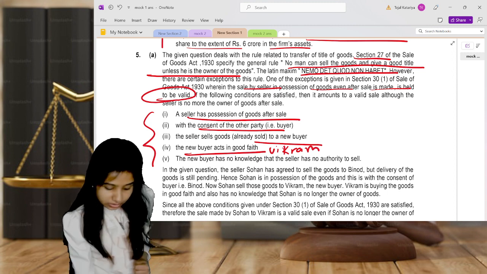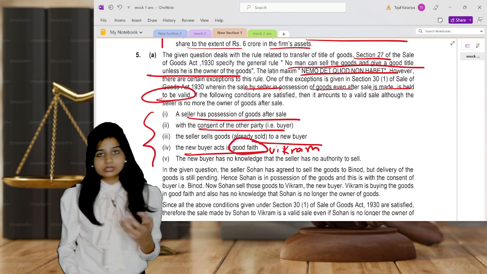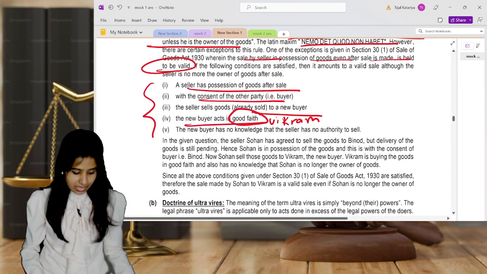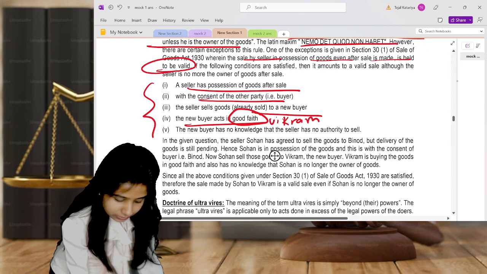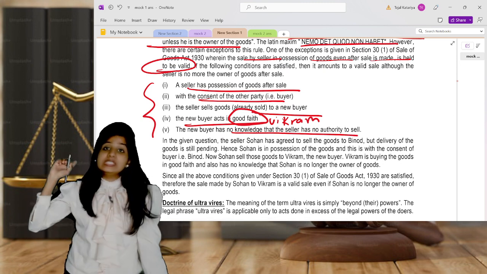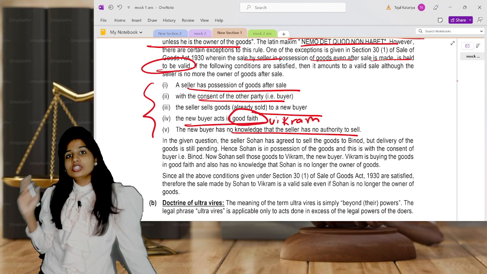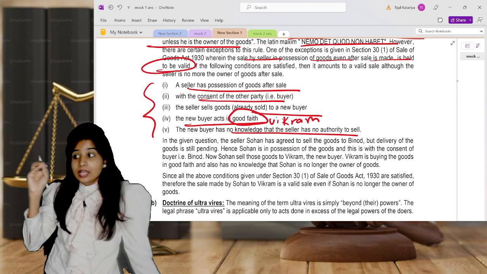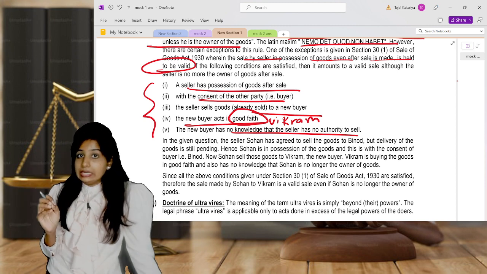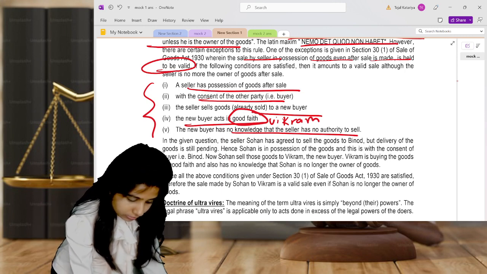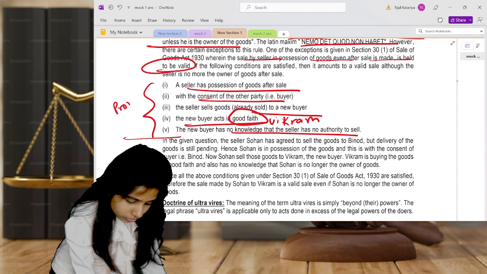So Vikram has bought this in good faith. This good faith word is very, very important. This good faith word only changes your answer. So good faith means the new buyer, that is Vikram, has no knowledge of the previous sale, or that the seller is not having any authority to sell. So he is not aware. So he is an innocent party. In this situation, Vikram will get a good title. So this much is all about writing the provision part.